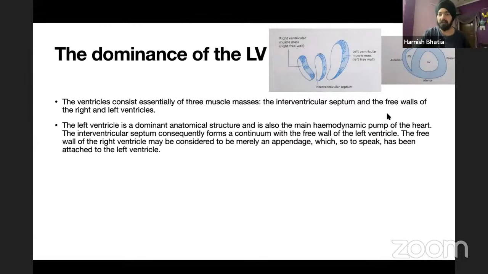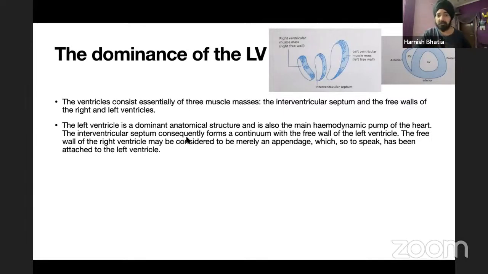Okay. The left ventricle is a dominant anatomical structure and is also the main hemodynamic pump of the heart. We all know this. LV is more dominant. It supplies blood to the entire body. RV is a very small unit. It supplies blood only to the lungs. So that is why it is a smaller unit. That's why LV is more muscular, more powerful. RV is less muscular, less powerful.